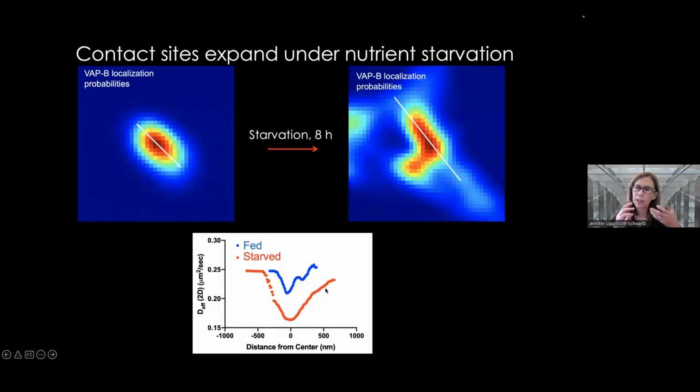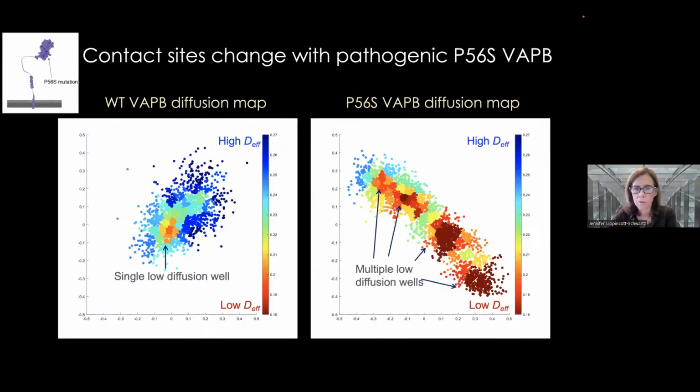The diffusional landscape of VAP-B changes across that contact site under these conditions, where molecules are still moving in and out, but when they get to the center of this contact site, they're undergoing much slower diffusion, which we think might relate to the tethering efficiency. Basically, the binding dissociation of these molecules seems to be changing as cells are nutrient starved.